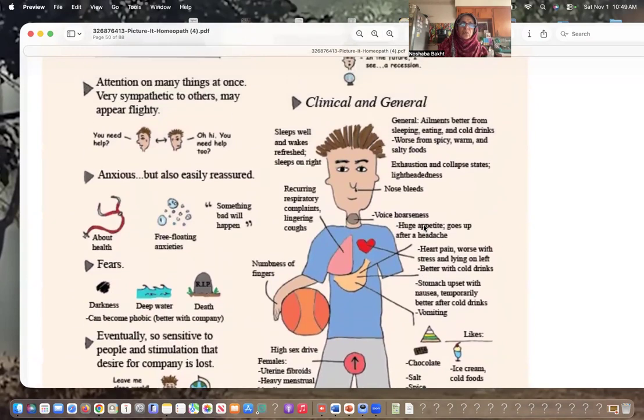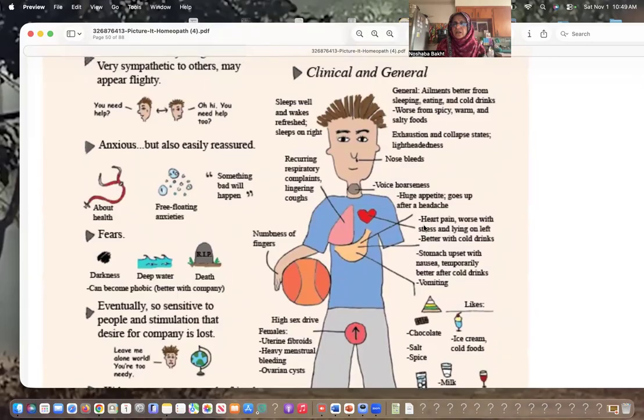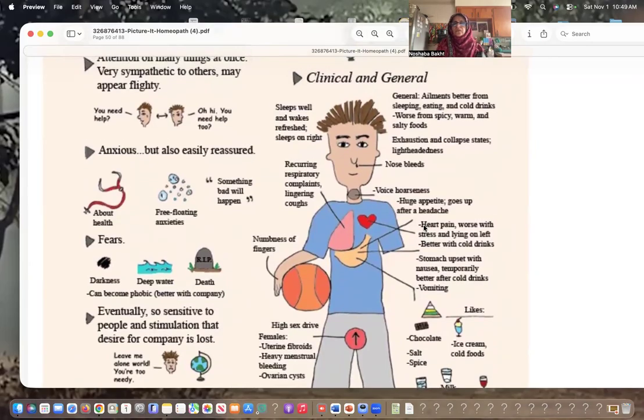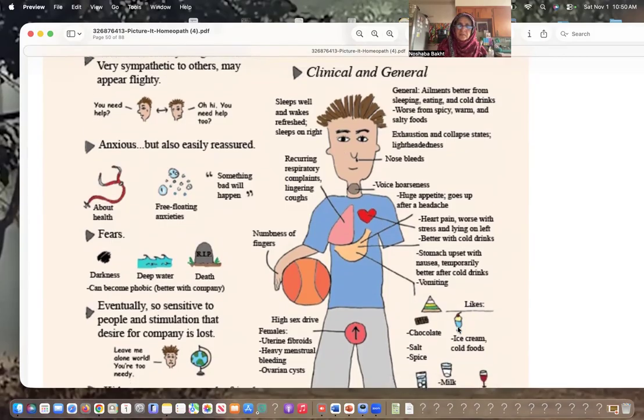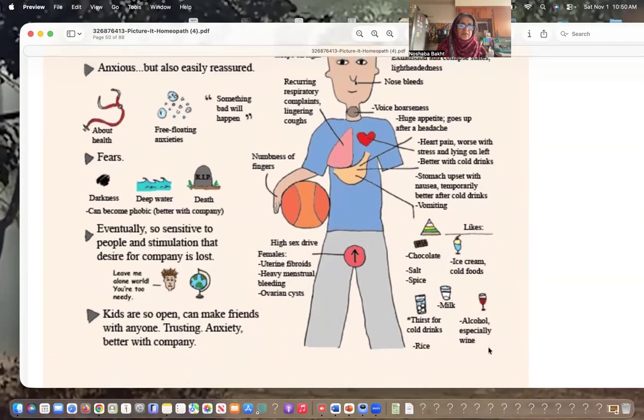As kids, they're open, they want to befriend people. They're not quiet kids. And when they bleed, they get nosebleeds, and the nosebleeds are bright red in color. They love chocolate and ice cream. They have thirst for cold water, and they also love stimulants.